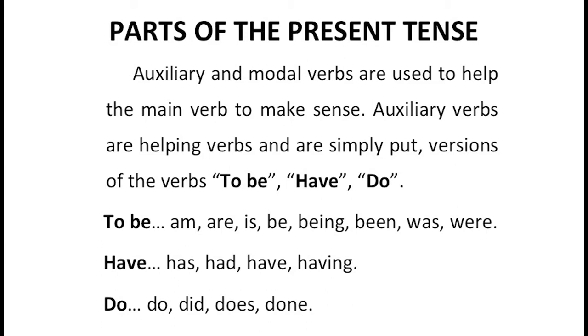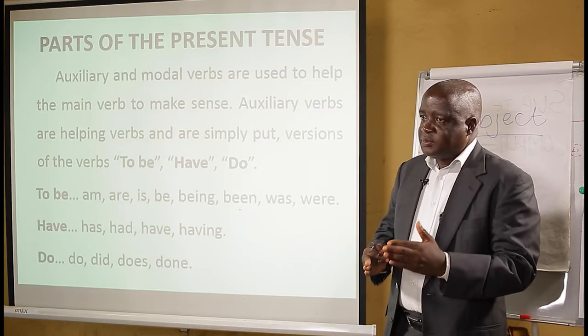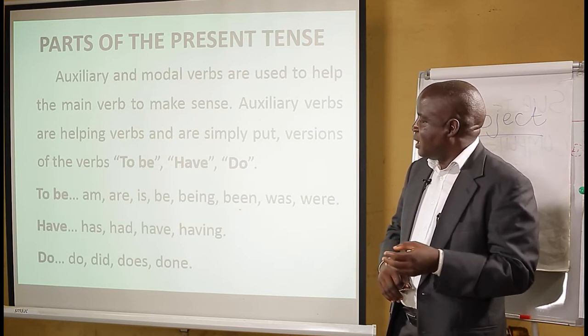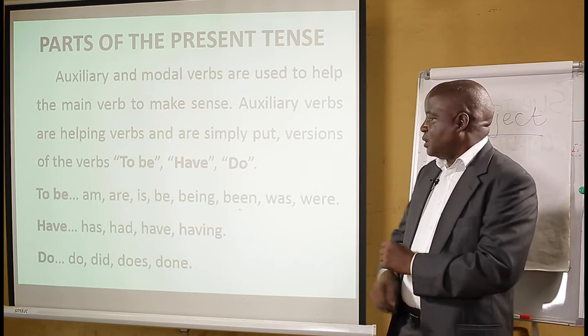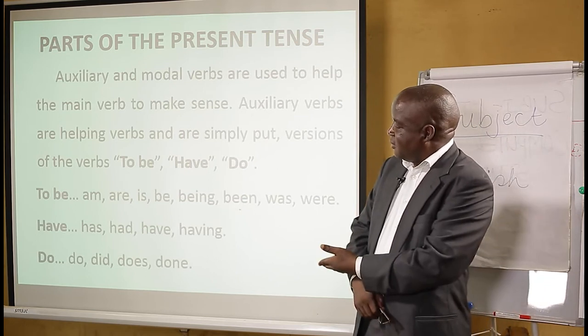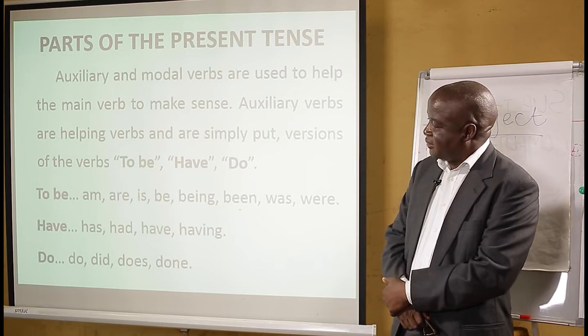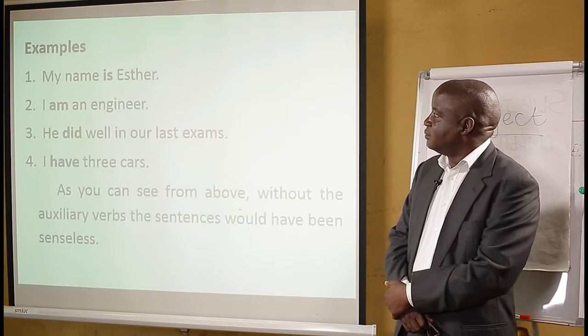Auxiliary verbs are helping verbs and are simply put versions of the verb to be, have, and do. To be. These come in the form of the following words: be, am, are, is, being, been, was, and were. Have. The following forms of it: has, had, have, having. Do, did, does, and done.